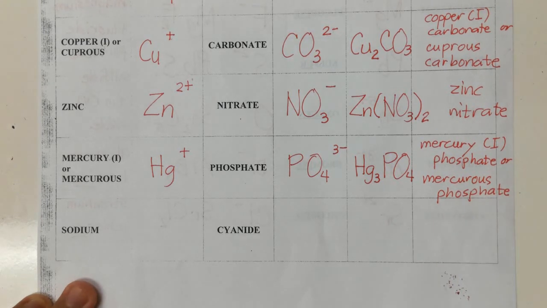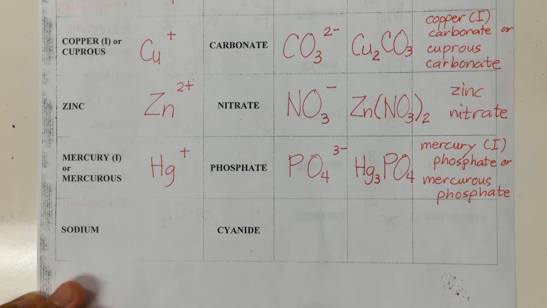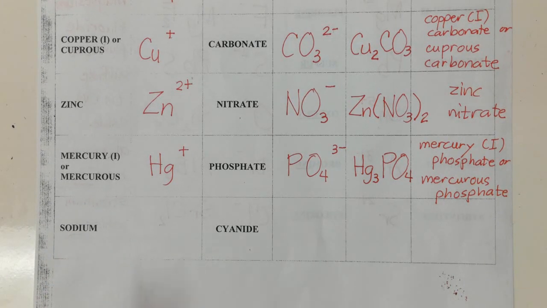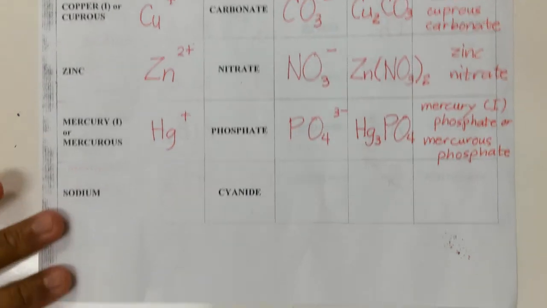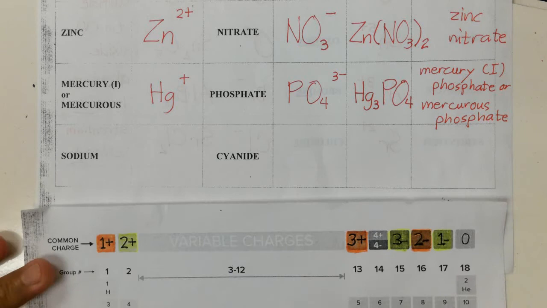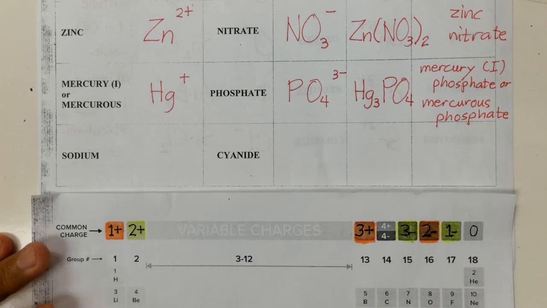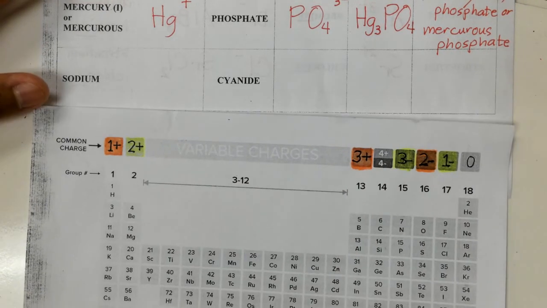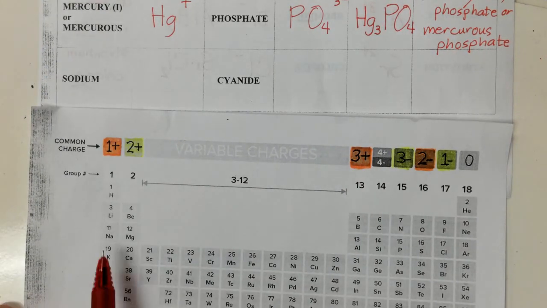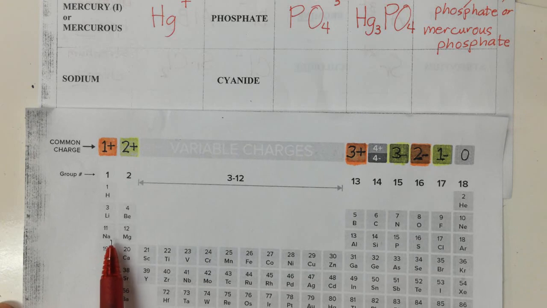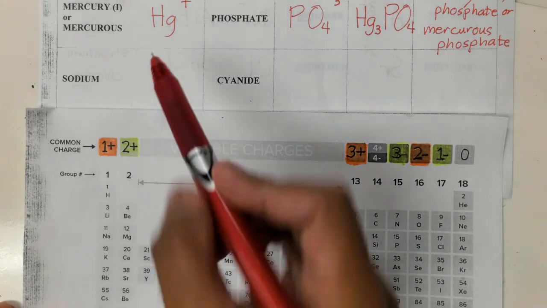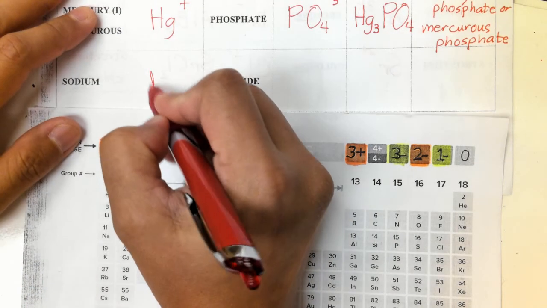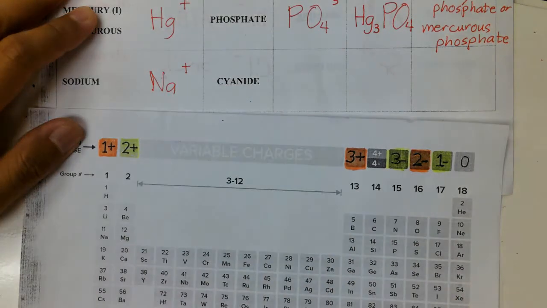There you go. And then finally, we have sodium and cyanide. Oh, sodium is an element. You're familiar with sodium. Sodium is an element that we know, and sodium has a symbol of Na. So let's look for Na in our periodic table. Na, you know that if you're familiar now with your periodic table, which you should be by now, Na is here in group 1. So that's just a plus. So sodium is Na plus.